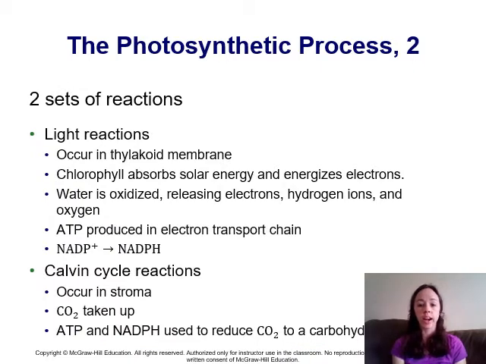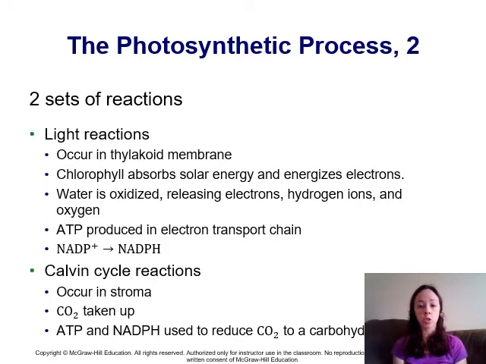There are two reactions within photosynthesis. First are the light reactions, and then the Calvin cycle reactions. The light reactions occur in the thylakoids, and the Calvin cycle occurs within the stroma. Chlorophyll absorbs solar energy and energizes electrons on the water molecule. This extra energy will then break the bonds between the electrons, hydrogen ions, and the oxygen.